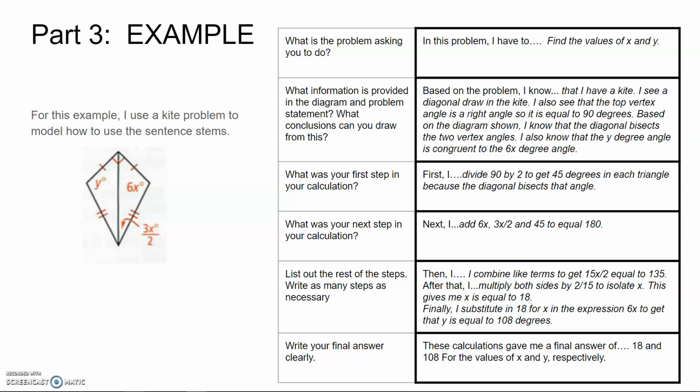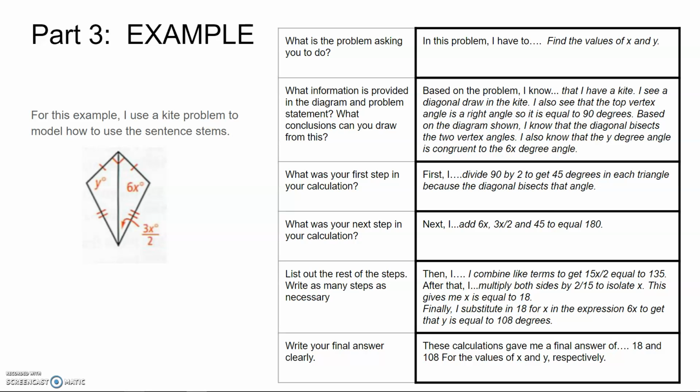So I see that the top vertex angle is a right angle, so I know it is equal to 90 degrees. Well, now I've made a connection. I know right angles are 90 degrees. Based on the diagram shown, I know that the diagonal bisects the two vertex angles. So that is applying a property of kites that I know, which is that the diagonal bisects the vertex angles. I also know that the y degree angle is congruent to the 6x degree angle. So I know that y and 6x are going to be equal to each other, and that's just applying that last property of kites that we have two congruent angles.